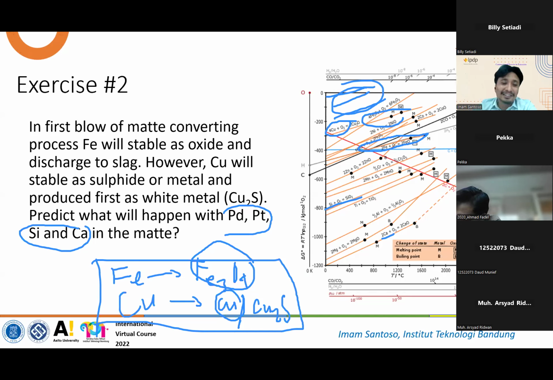So the silicon and calcium will transform into their oxides, calcium oxide and silicon oxide, but the palladium and platinum will still be metals. Yes, it's good. That's the basic of the extraction. Okay, thank you, Mas.